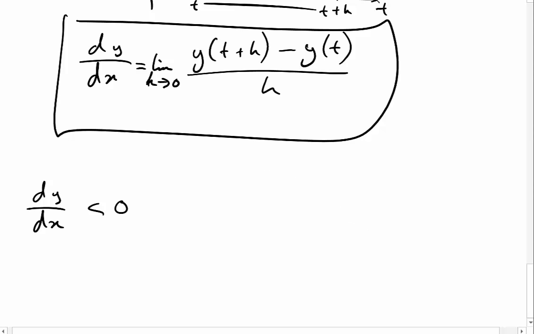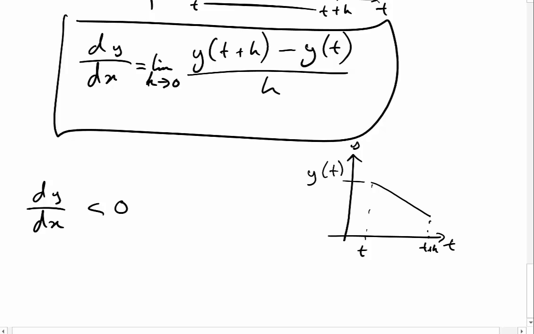If we've got a downwards gradient, let's just draw our graph out again. So we've got t here and we've got y here. We're looking at something like that, which basically means this is t, this is y of t, and this is t plus h, and y of t plus h.